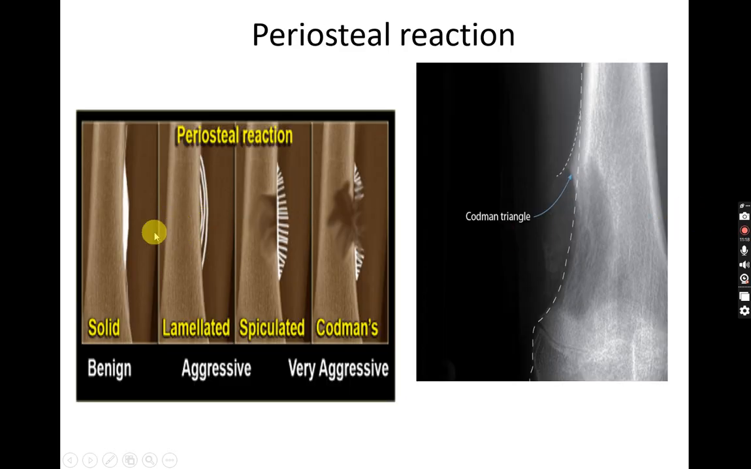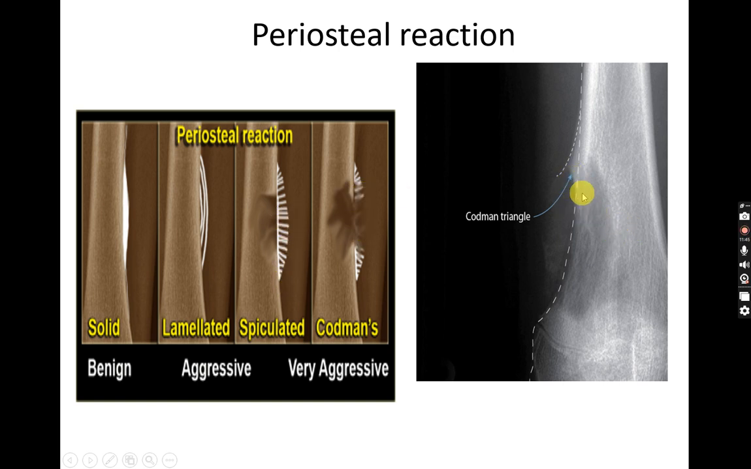Then the periosteal reaction. This is solid, it will be more towards the benign. Then the lamellated, alternating periosteal reaction and lucency bands will be there. The spiculated means perpendicular, and sunburst is the same, perpendicular, but it will be focal, meaning it will be rising from a single focus and giving sun rays like pattern. Then this is the Codman triangle.